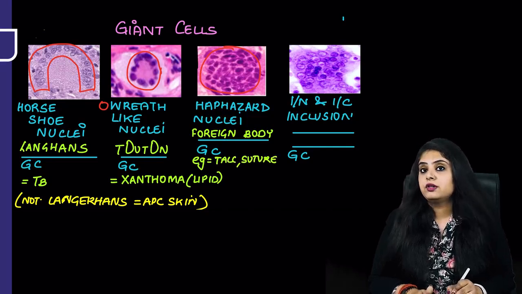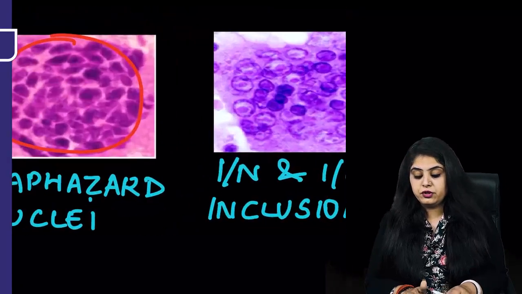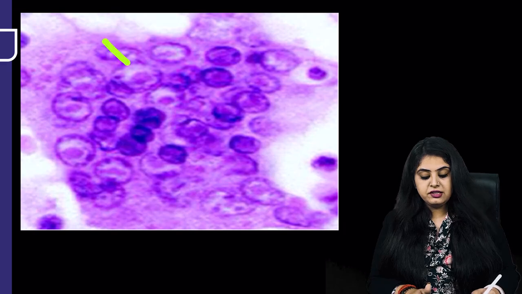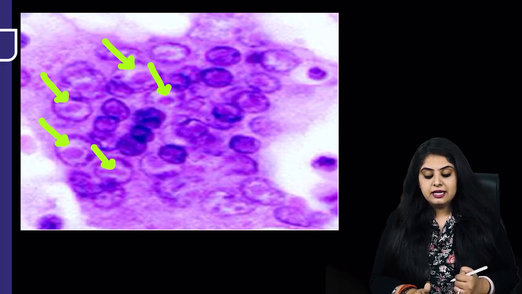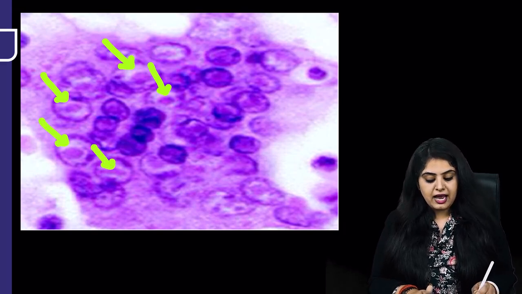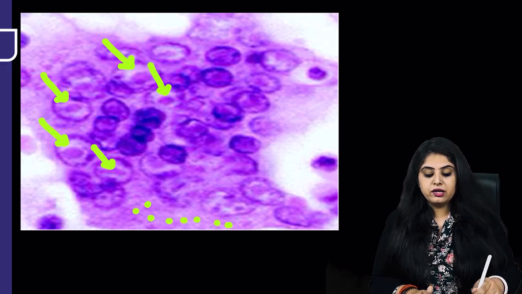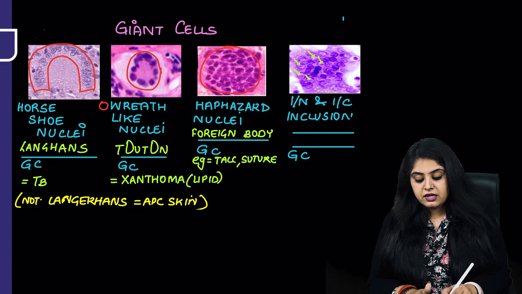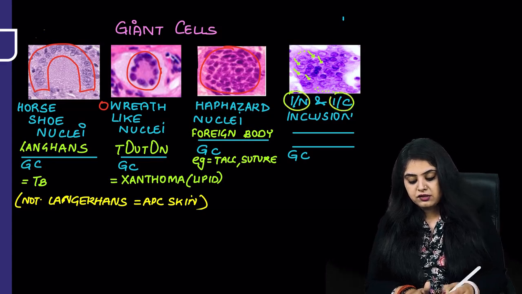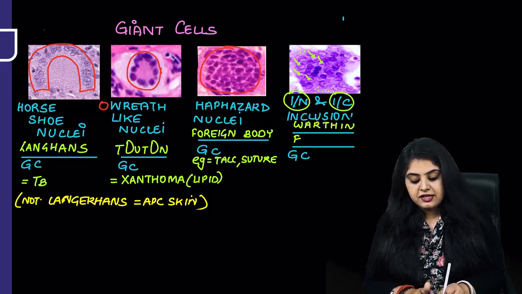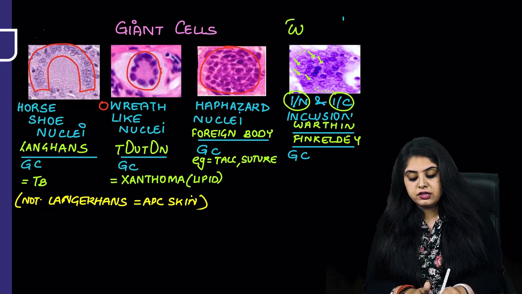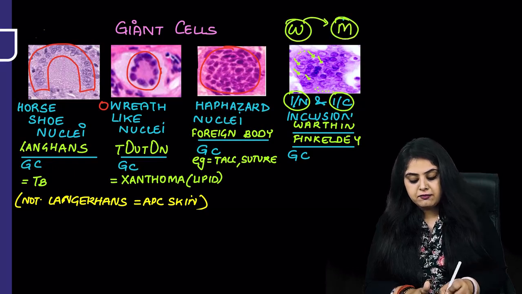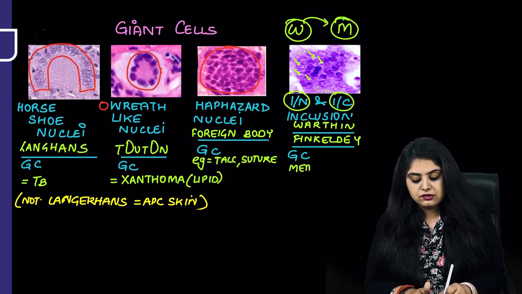Next is the most important for microbiology, which I will have to zoom in for you. If you see a giant cell which has these intranuclear, can you see inside every nucleus there is a pink color dot? If there are intranuclear inclusions and also in the cytoplasm remotely, it's looking some pinkish color dots. So if there are intranuclear and intracytoplasmic inclusions, those are referred to as the Warthin-Finkeldey giant cells, and Warthin-Finkeldey giant cells are seen in measles. Please remember, W for Warthin, I invert it and I get M for measles. So these are going to be seen in a case of measles.